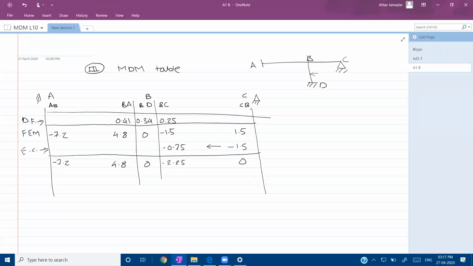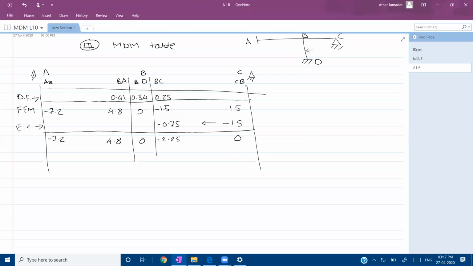Now the next step is we have to calculate the unbalanced moment at the point where we have calculated the distribution factor. So at point B, if you calculate the unbalanced moment, 4.8 plus 0 minus 2.25, the value of the unbalanced moment is going to be 2.55, and the sign of the unbalanced moment is positive. That means the correction will be negative here.